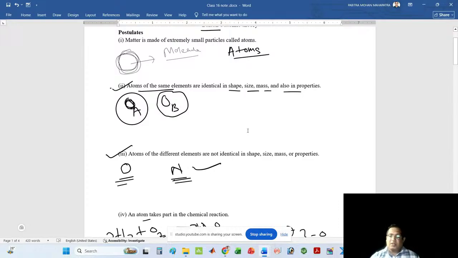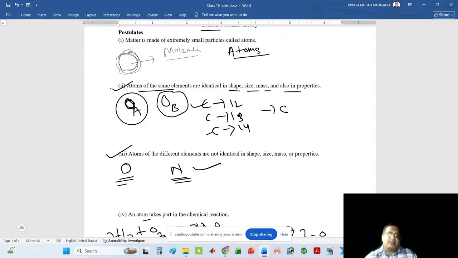Think about carbon having 12, carbon having 13, carbon having 14. After the discovery of isotopes, this point is invalid for all cases, because the three atoms 12, 13, 14 belong to the same element, carbon, but they have different mass. But as per the postulates of Dalton's theory, atoms of the same element are identical in mass, also size and shape, and that is invalid in this case. So after the discovery of isotopes, this point is invalid.